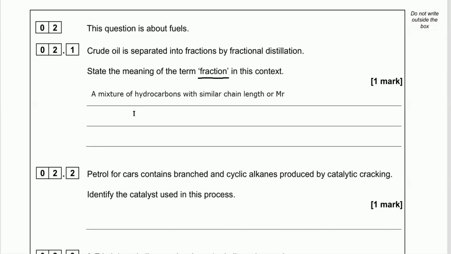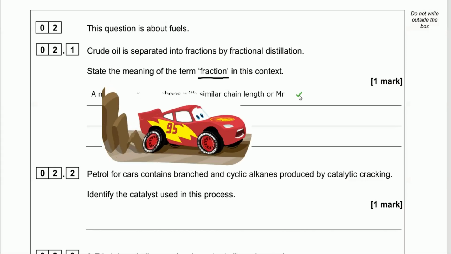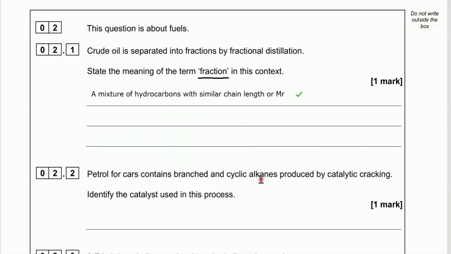Now let's move on. 2.2. Petrol for cars contains branched and cyclic alkanes produced by catalytic cracking. Identify the catalyst used in this process. Okay, this is an easy 1 mark question here, and you just got to learn it off by heart. You need zeolite for catalytic cracking. What is zeolite? Zeolite is a compound made of aluminium, silicon, and oxygen, so sometimes known as aluminosilicates. Easier to just remember zeolite.